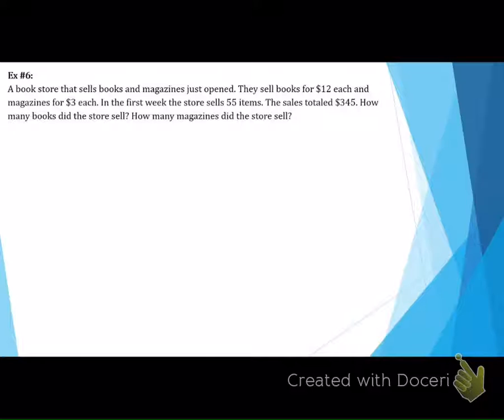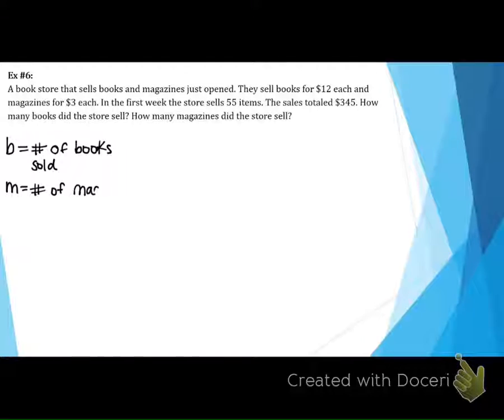So we start off by defining our variables. Mike, what are we trying to find? How many books did the store sell? So B equals the number of books sold. What else are you trying to find? Number of magazines. Good. And I'm going to say M equals the number of magazines sold. I'm doing this because you don't necessarily need to use x and y. Could you have used x and y? Sure.